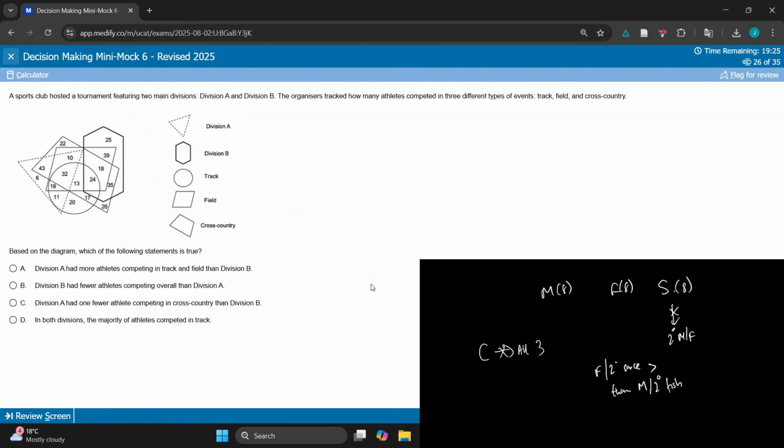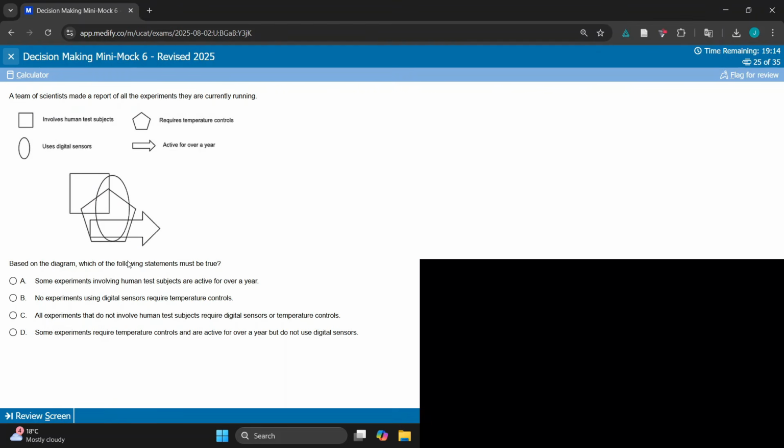Okay. Based on the diagram, which of the following statements is true? Okay, so Division A had more athletes. In both divisions, the majority of athletes competed in track. Okay, that must be an easy one to do.